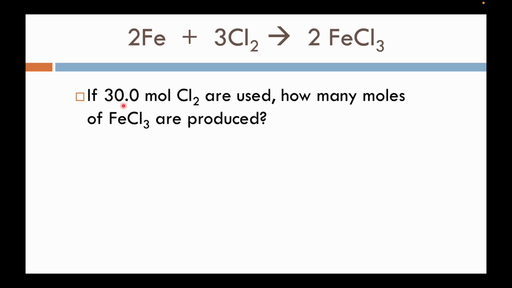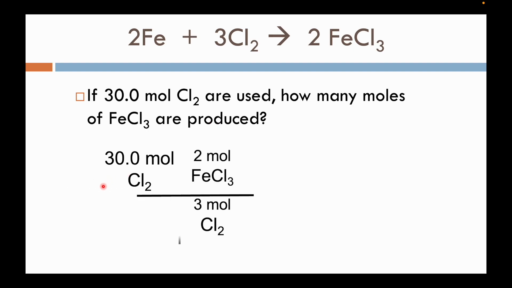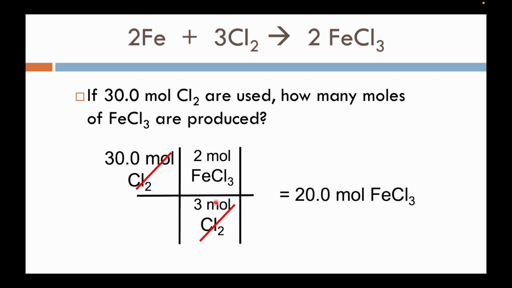If 30 moles of chlorine are used, how many moles of iron 3 chloride are produced? We're going to use this ratio here. For every 3 moles of chlorine, you're going to make 2 moles of iron 3 chloride. 30 moles of chlorine. Here's our coefficient ratio, 3 to 2 ratio. Cancel, and you end with 20 moles of iron 3 chloride.